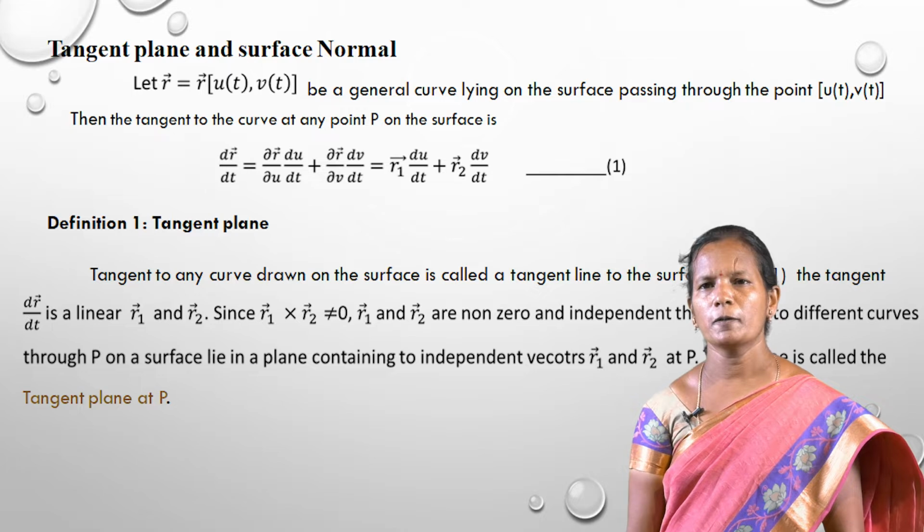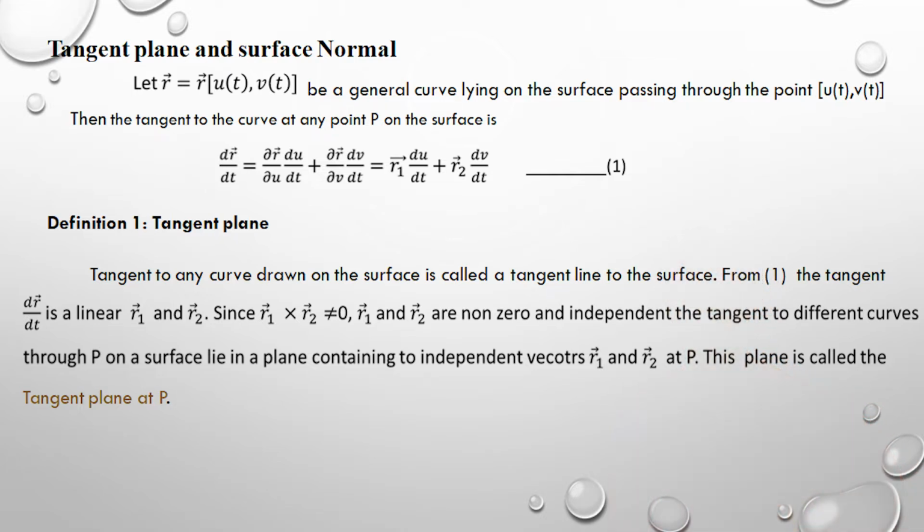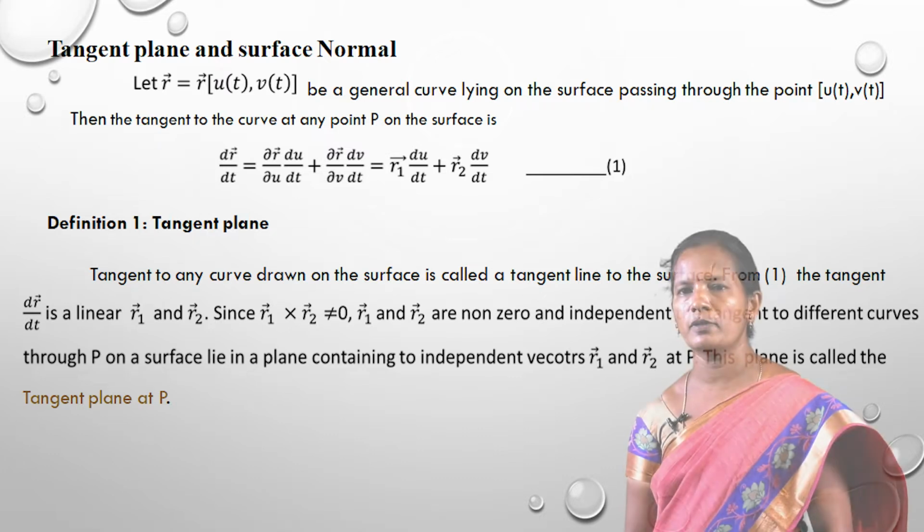Tangent plane definition. Tangent to any curve drawn on the surface is called a tangent line to the surface. From the equation 1, that is dr by dt, the tangent dr by dt is a linear combination of r1 vector and r2 vector. Since r1 cross r2 is not equal to 0, r1 and r2 are non-zero and independent. The tangents to different curves through p on the surface lie in a plane containing independent vectors r1 and r2 at p. This plane is called the tangent plane at p.